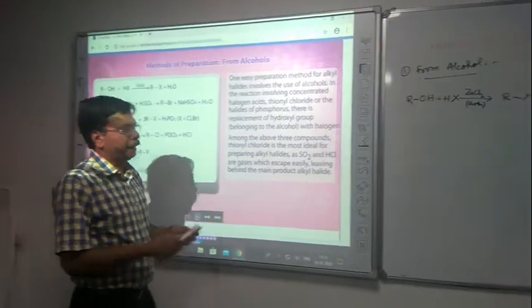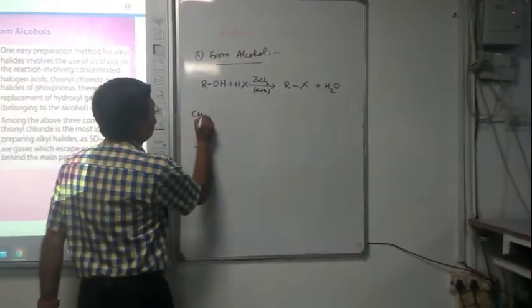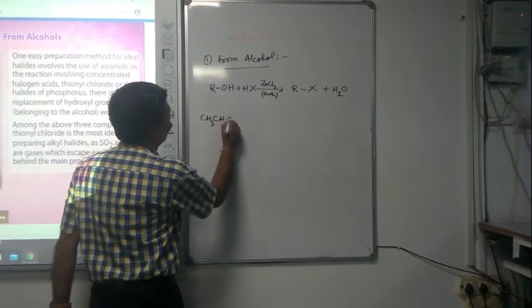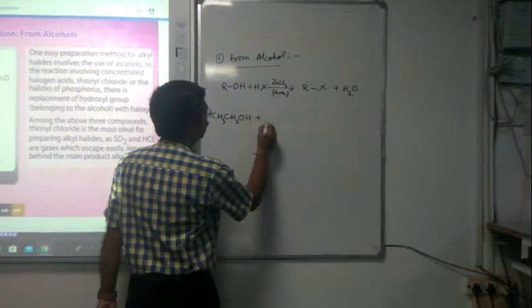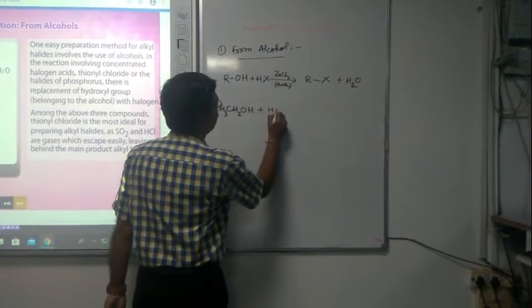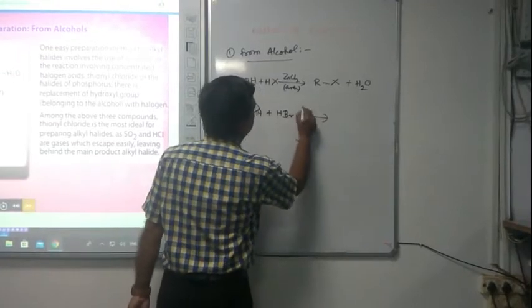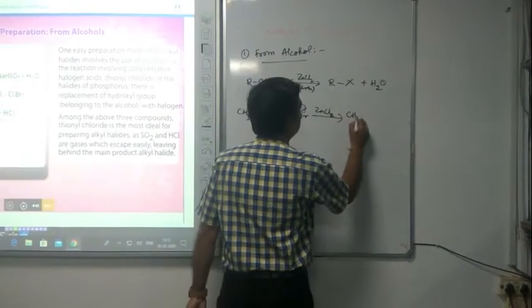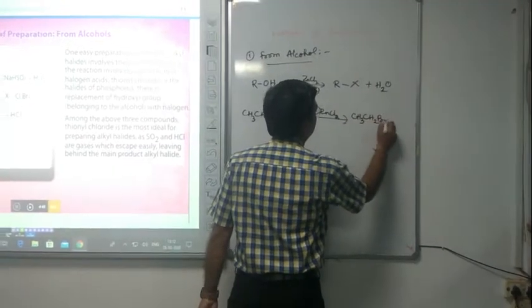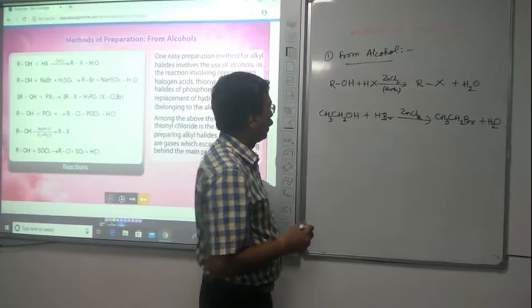Okay, suppose I'm taking a particular example. Suppose I take CH3CH2OH plus HI or HBr. HBr in presence of ZnCl2, I'll get CH3CH2Br plus water. Bromide I'll get.